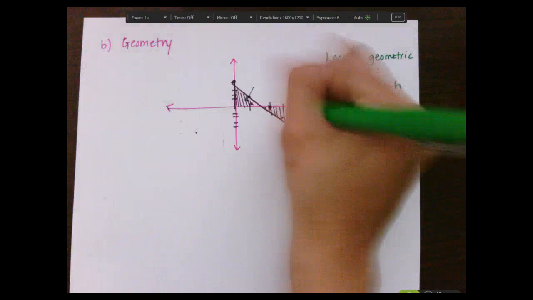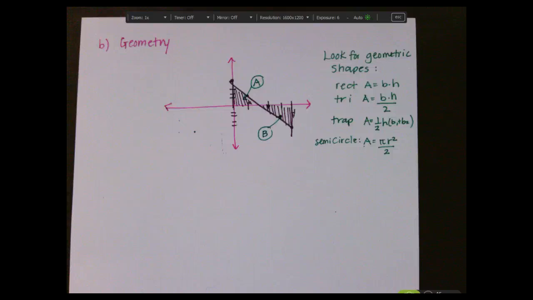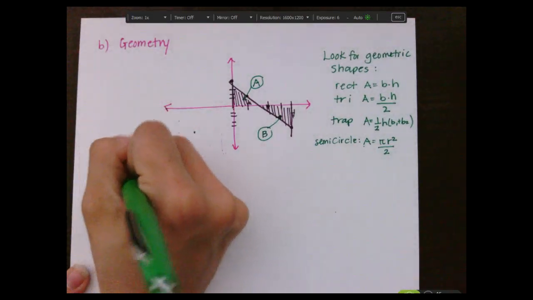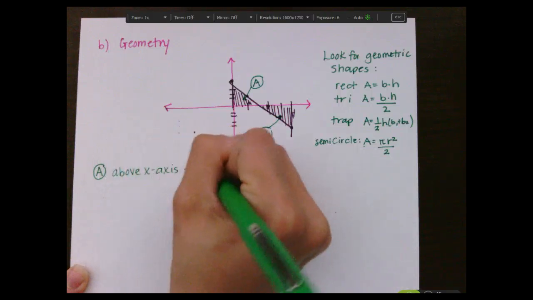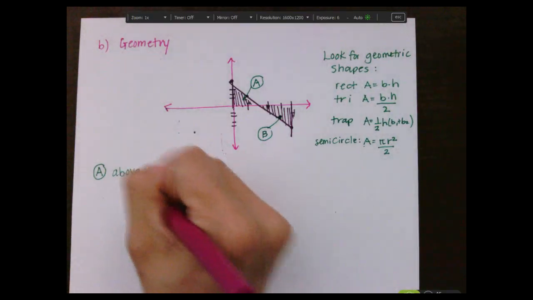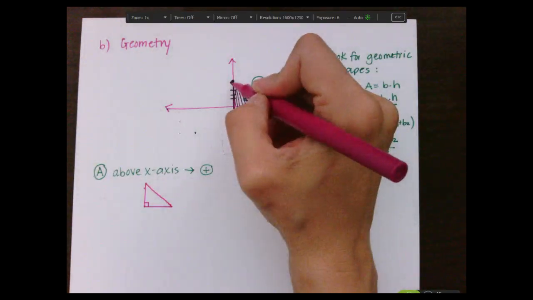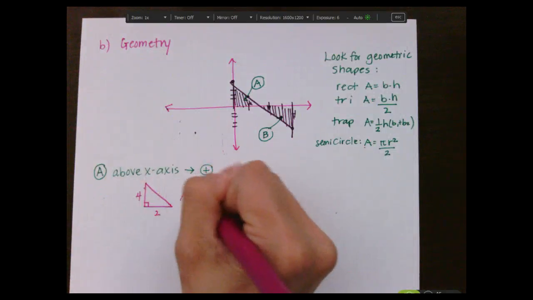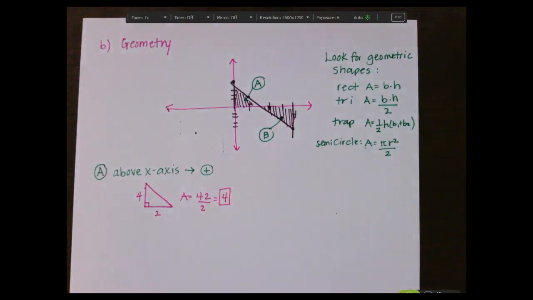Here we've got 2 sections or 2 regions, and I'm going to call one of them A and the other one B. So region A is above the x-axis, which means that its area is going to be positive. It's a right triangle, which is good news because that's very easy to find the area of. Its height is 4 units. Its base is 2 units. So if I multiply those and divide by 2, I get an area of 4.